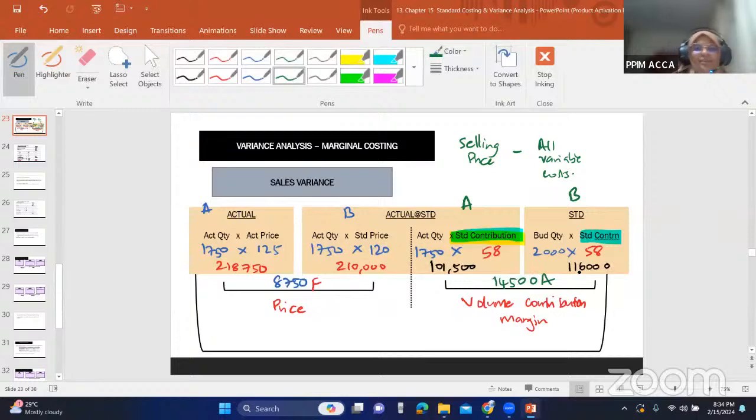Okay. So everything is the same. Only thing is, instead of using standard profit, we use standard contribution. This is how the sales variance will change. You can take this down. After this, we have to do the reconciliation statement if we are using marginal costing. So not much of a difference. It will be just a few figures that will change here and there. Take this down and we'll do the reconciliation.